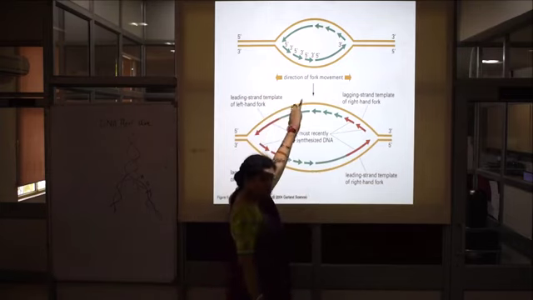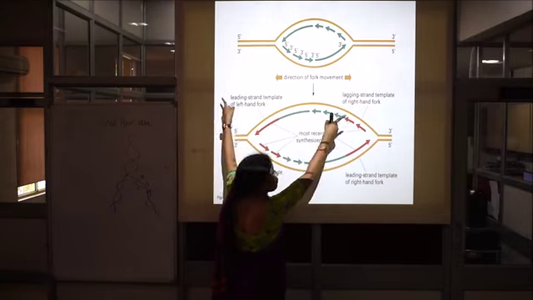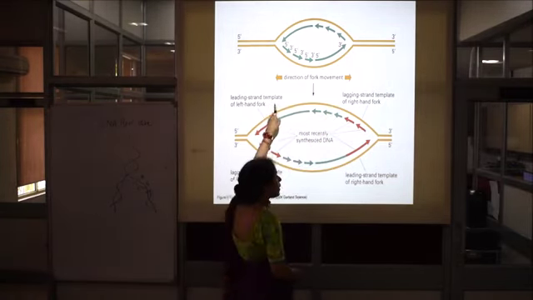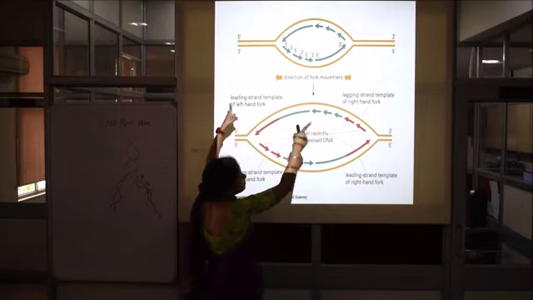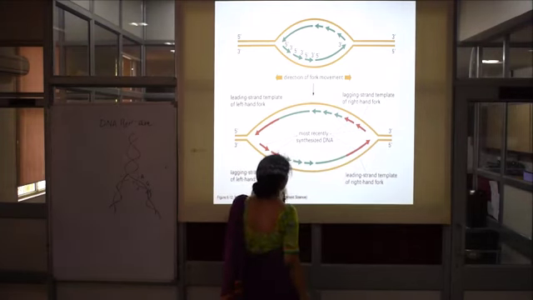There were experiments which were done to show that this replication bubble is going to move in both directions. It is not unidirectional, where one end is static and the other one is dynamic. Both the ends start moving, and this is how the bubble increases in size.